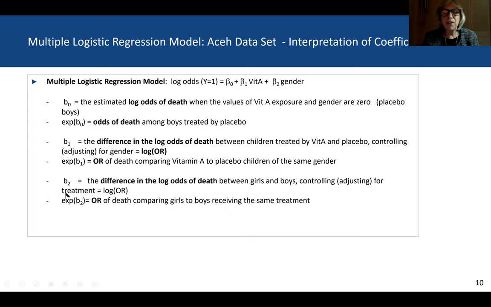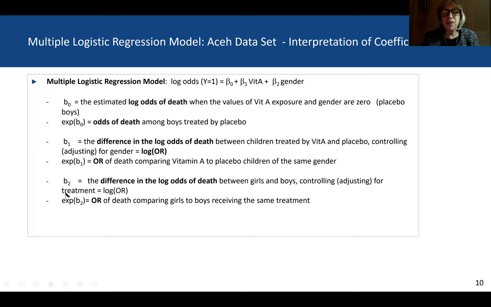If we subtract these two log odds, the beta naughts cancel out, beta 1 times X1 cancels out, and beta 2 times X2 cancels out. So we're left with a difference in the log odds of death in child 2 minus the log odds of death in child 1, which reduces to beta 1. So a difference in log odds is the same as the log of their ratio. But we'll just be explicit here that beta 1 is the difference in the log odds that corresponds to a unit difference in X1. In this example, the difference is between X1 equals 1, which is vitamin A, and X1 equals 0, which is placebo.